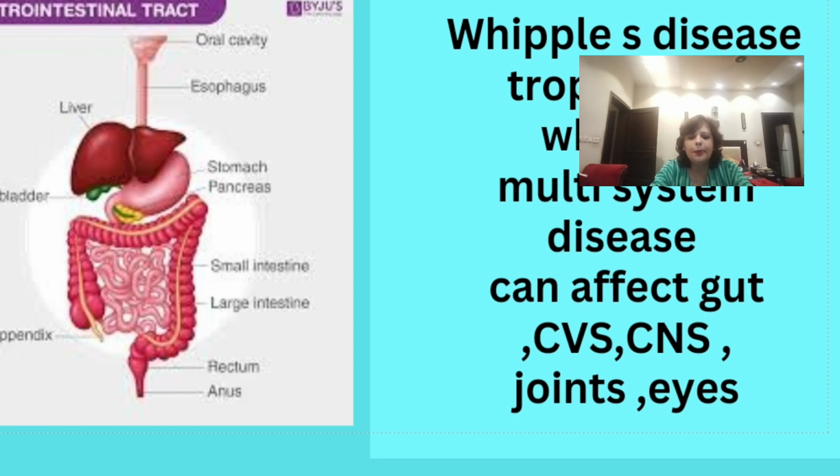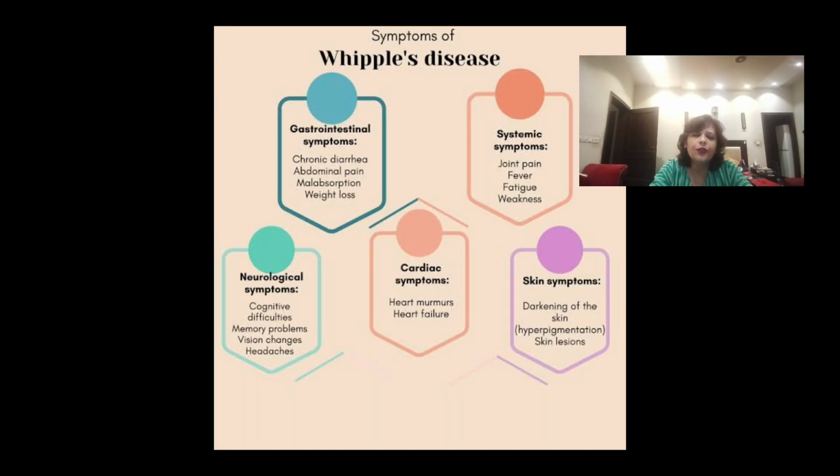So basically, the definitive diagnosis is biopsy, and in the biopsy, the characteristic picture is macrophages containing this bacteria, and these macrophages are foamy and periodic acid-Schiff positive stained. The treatment is prolonged antibiotics, that is for 1 to 2 years. These can include Septran, ceftriaxone, or penicillin.